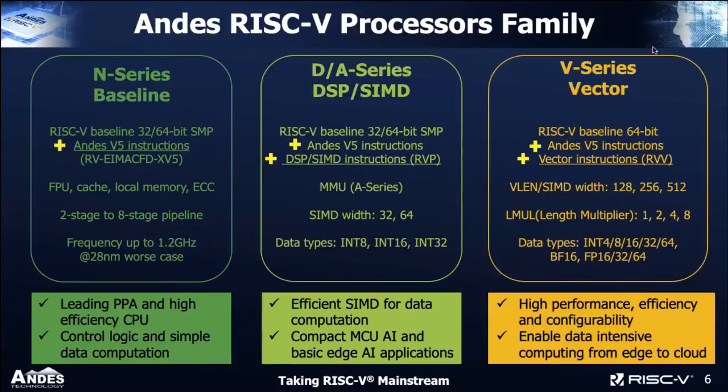We support a length multiplier for increased precision. And now we support many more data types. We support int 4-bit, 8-bit, 16-bit, 32-bit, and 64-bit integers, 16-bit, 32-bit, and 64-bit floating point, plus a couple of integer data types that are AI specific, like int4, as well as bfloat16. So these are very flexible processors where you can dial in the performance that meets your application.